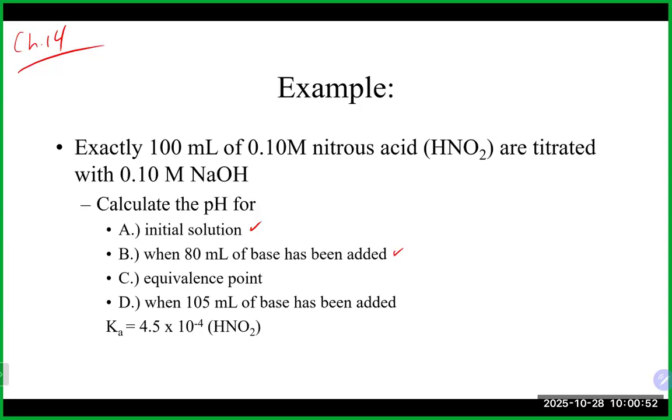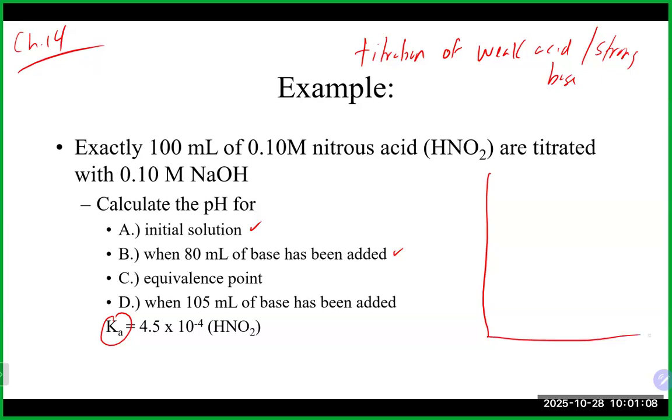We talked about last time, obviously here we have a Ka value. So again, this is a titration of a weak acid with a strong base. And again, we should have our titration curve looking like so. I think we started here and then sort of rose to here. So now the next spot we're going to go is the equivalence point.